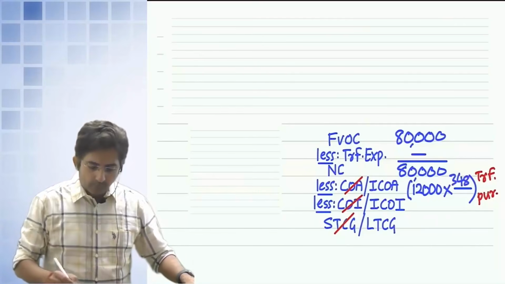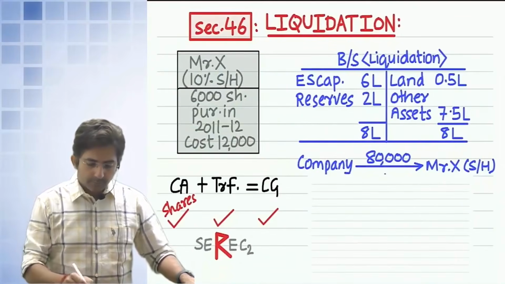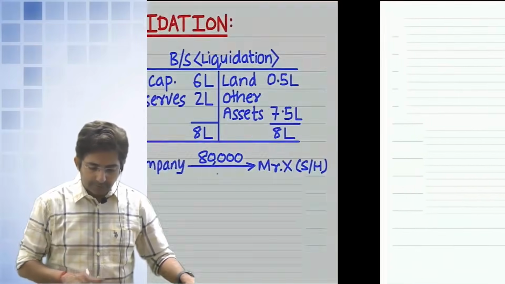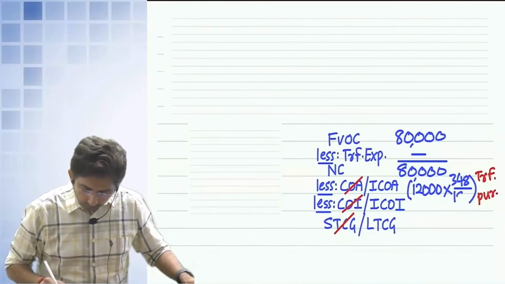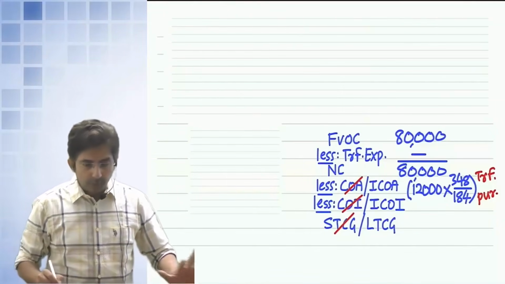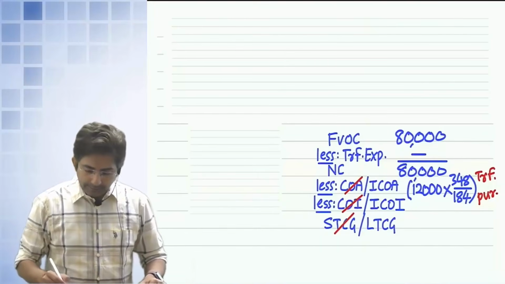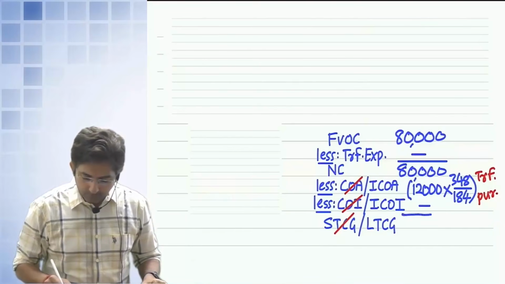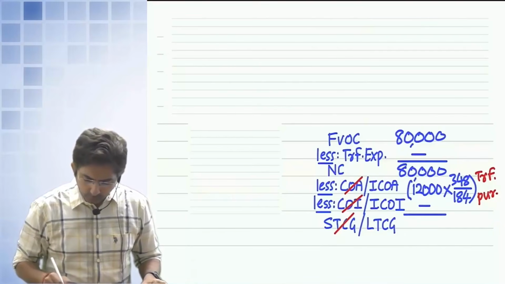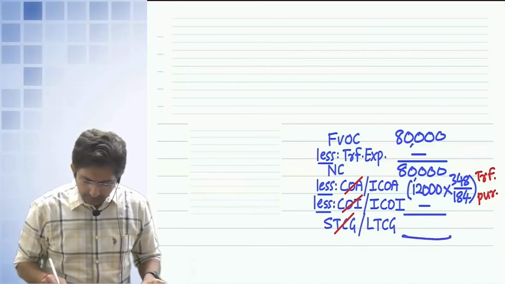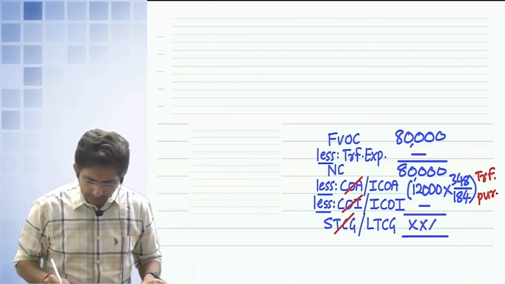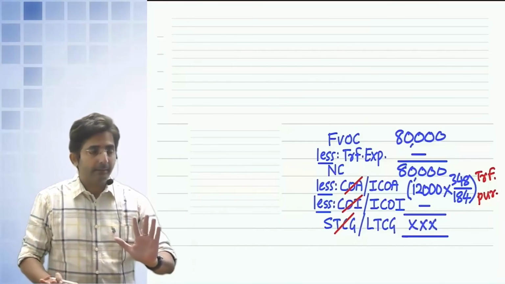Right? And what is the year of purchase? When did Mr. X buy his shares? 11-12. So what is the index for 11-12? 184. So accordingly you will get the index cost equation, and then there is no improvement because in shares you don't have improvement. So whatever is the resulting answer, I am not writing that. This will be my long term capital gains, right?